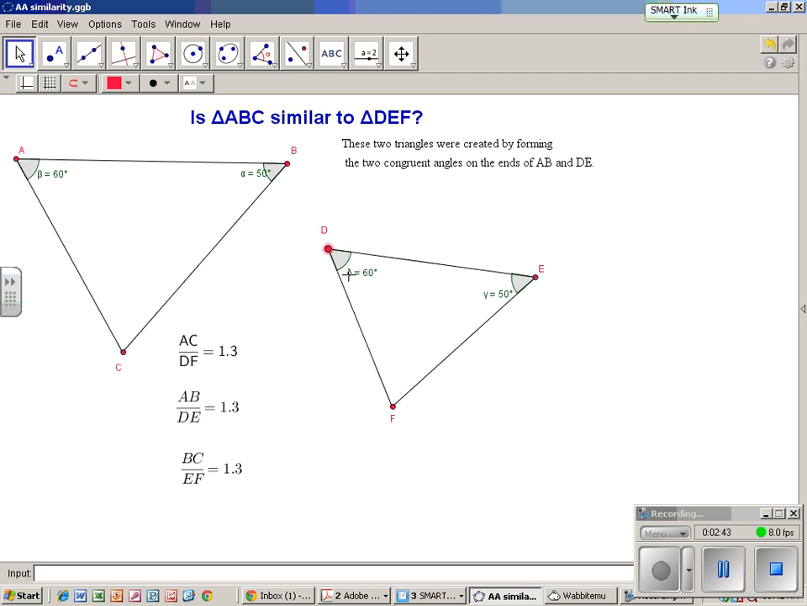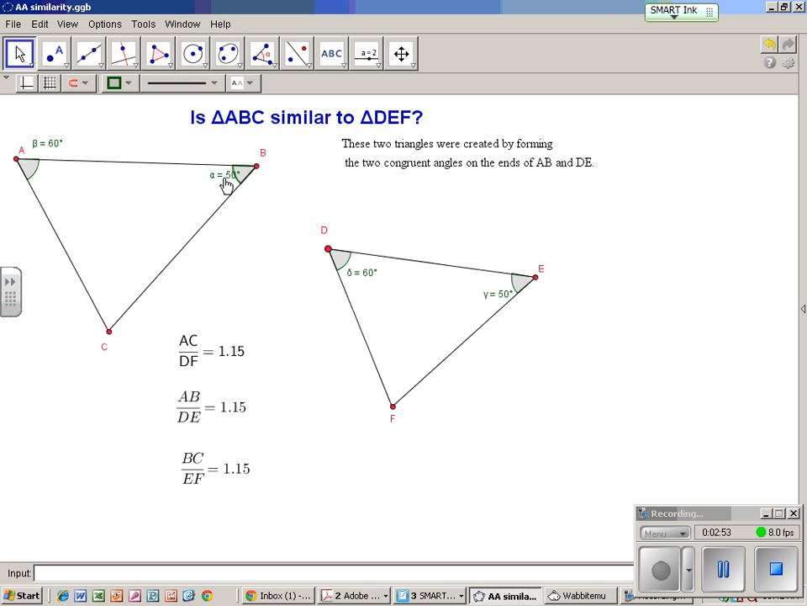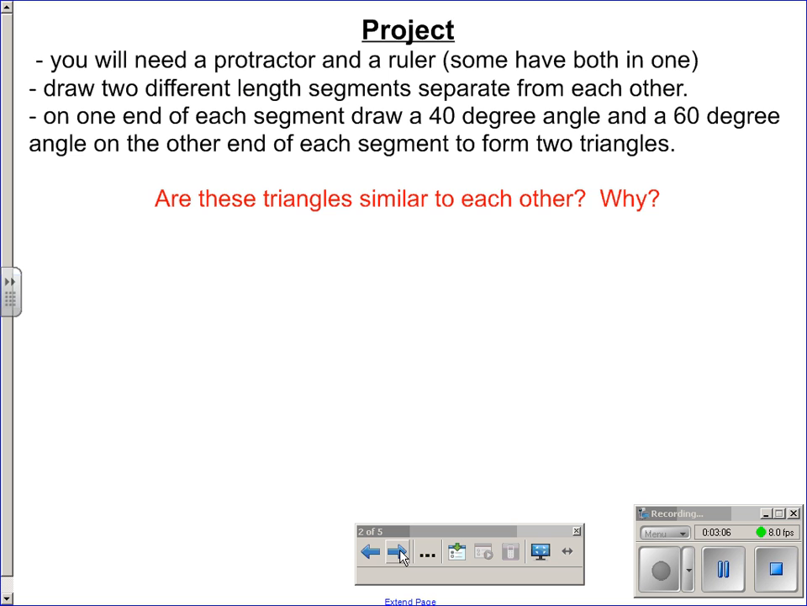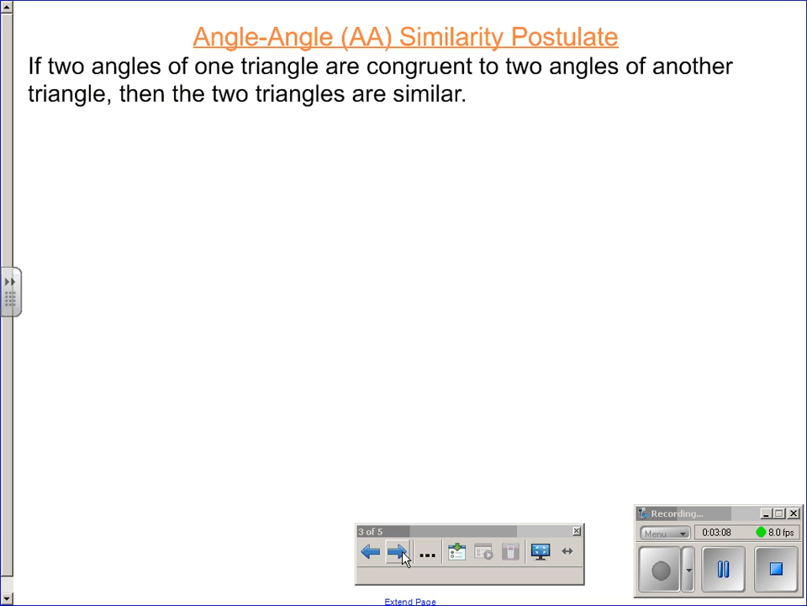But the nice thing is here, we didn't need all this information. What created these similar triangles were these two angles. I formed these triangles with a 60-degree angle and a 50-degree angle, and that is it. Knowing that those two pairs of angles were congruent created similar triangles. So what we have is called angle-angle similarity.